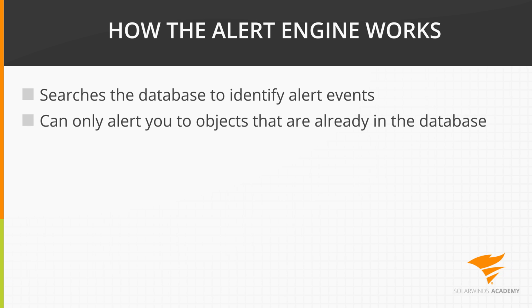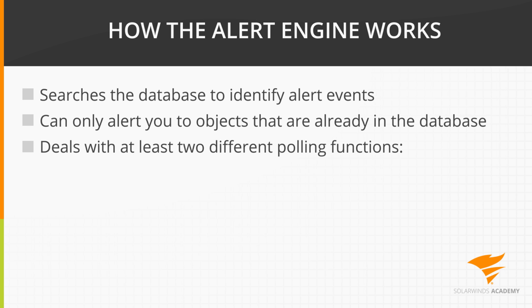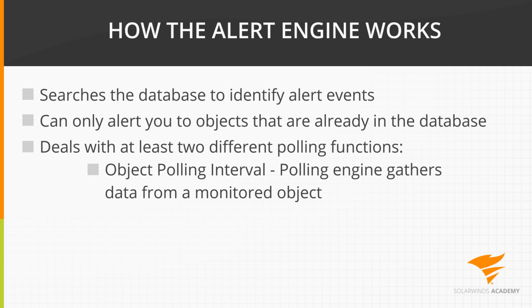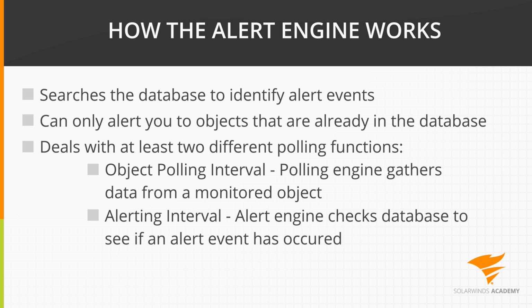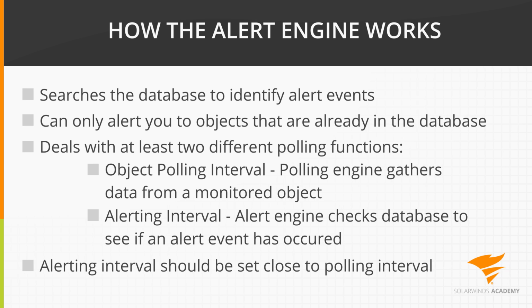Second, when you're dealing with alerts, you'll always be dealing with at least two different polling functions running at different polling intervals. You have the object polling interval where the polling engine goes out and gathers the data from the monitored object, and then you have the alerting interval where the alerting engine is going to check the database to see whether an alert event has occurred. Keep in mind that these are two separate functions, but as a general rule, the alerting interval you set should probably be fairly close to the polling interval for the condition you're testing.